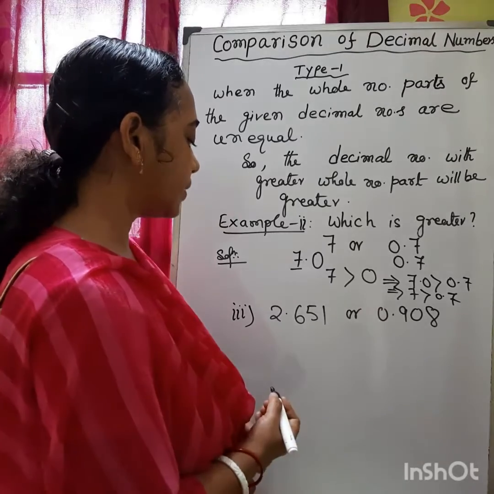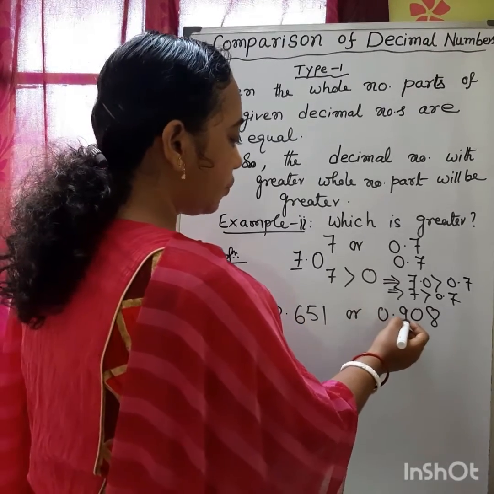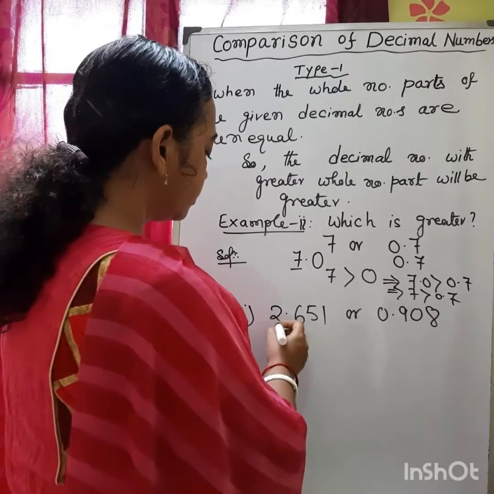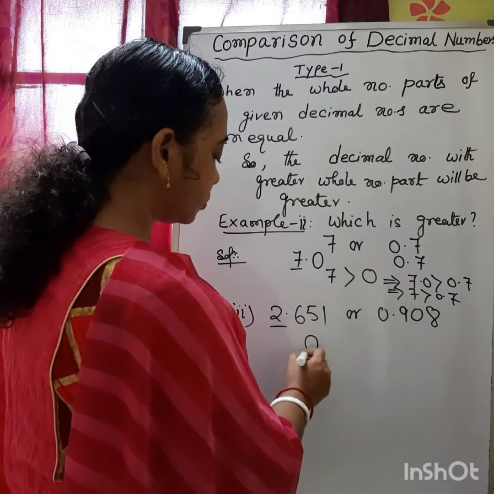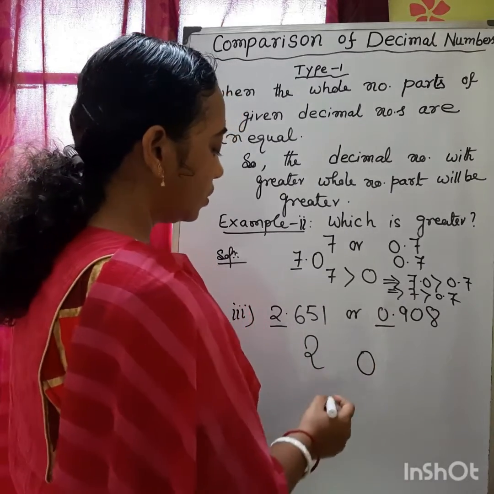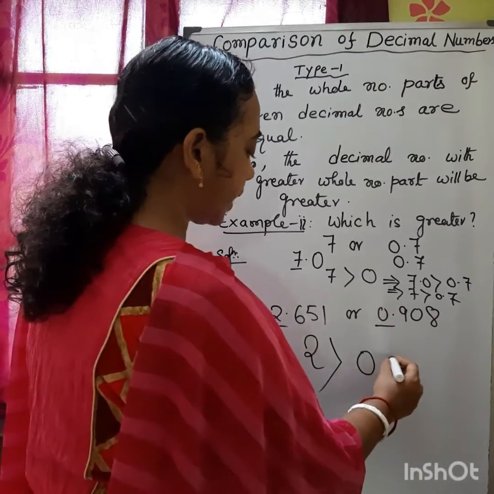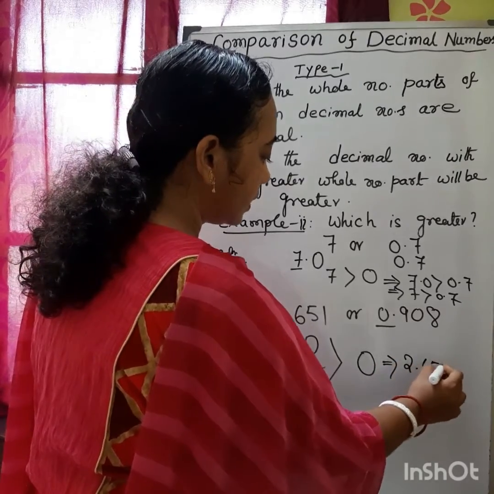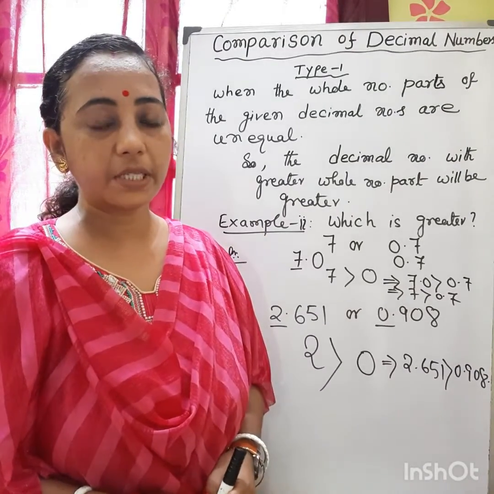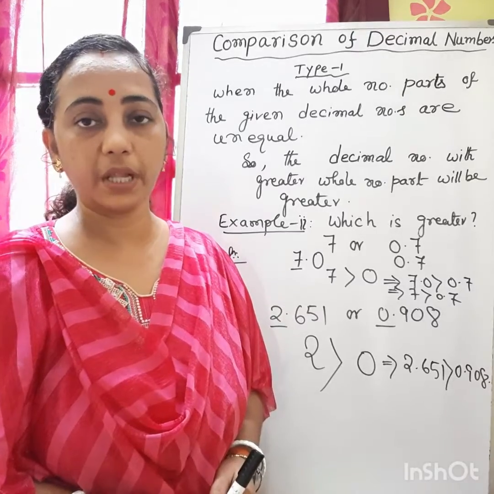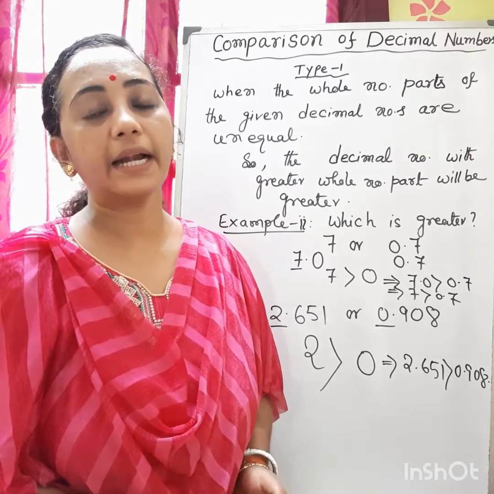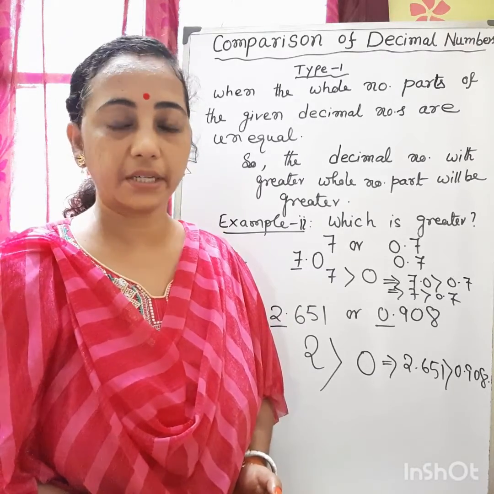Now let us see another example, 2.651 or 0.908. So here also two decimal numbers are given. The whole number part of the first decimal number is 2 and the whole number part of the second decimal number is 0. As we know 2 is greater than 0, which implies that 2.651 is greater than 0.908. So in this way we can compare the given decimal numbers when the whole number parts are unequal. The decimal number having the greater whole number part will be greater.